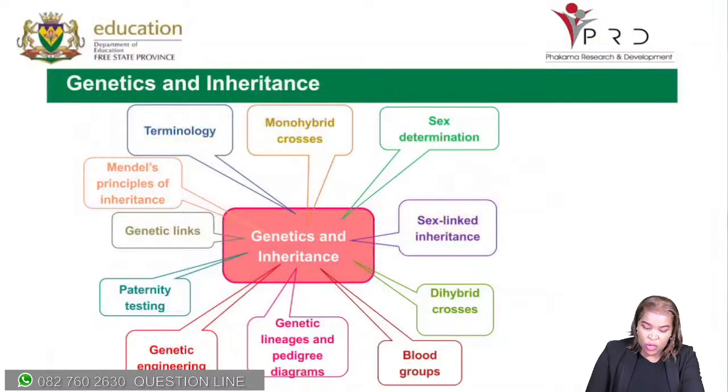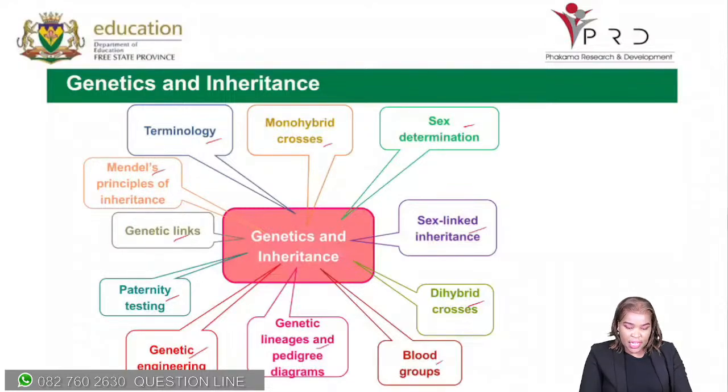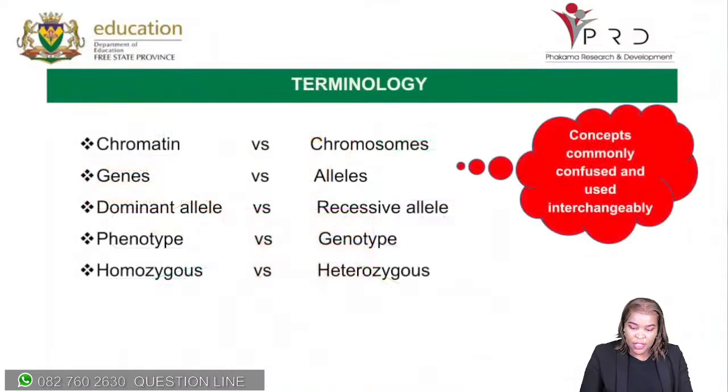So this topic, you need to know terminology, monohybrid crosses, and sex determination, sex-linked inheritances, dihybrid crosses, blood groups, genetic lineages and pedigree diagrams, genetic engineering, paternity testing, genetic links, and Mendel's principle of inheritance. So I did not say those in order, but these are the things that this topic comprises of. So let's just get right into it.